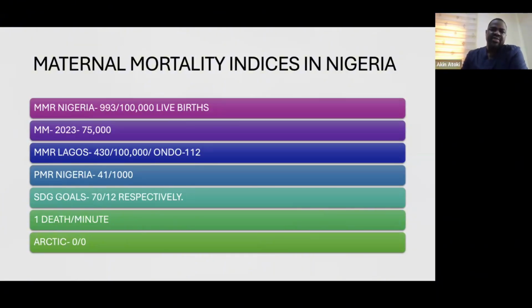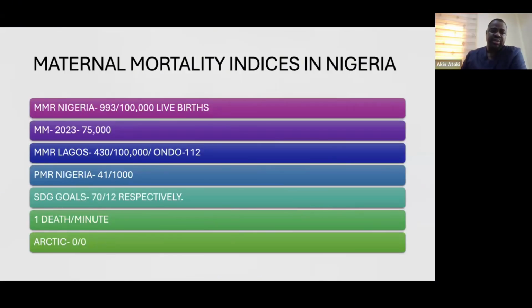Now, this is still a far cry from the SDG targets. The SDG target for maternal mortality ratio, for instance, is 70 per 100,000 live births. Compare that to 993, where we are up till now. There are certain individual studies that are even stating that the level for 2025 is already higher than that, about 1,000 plus.